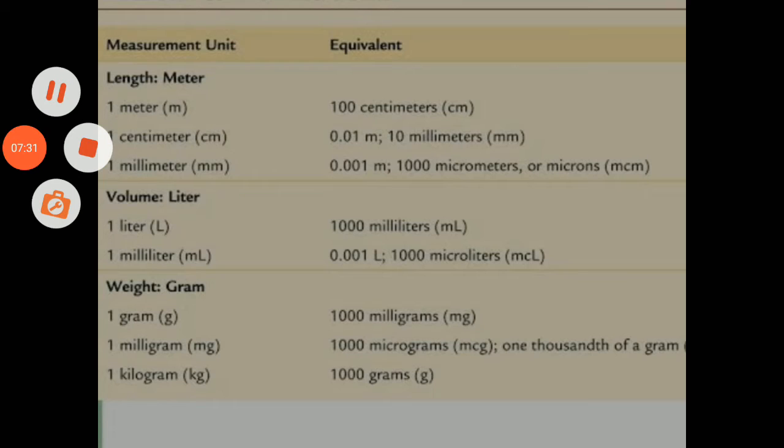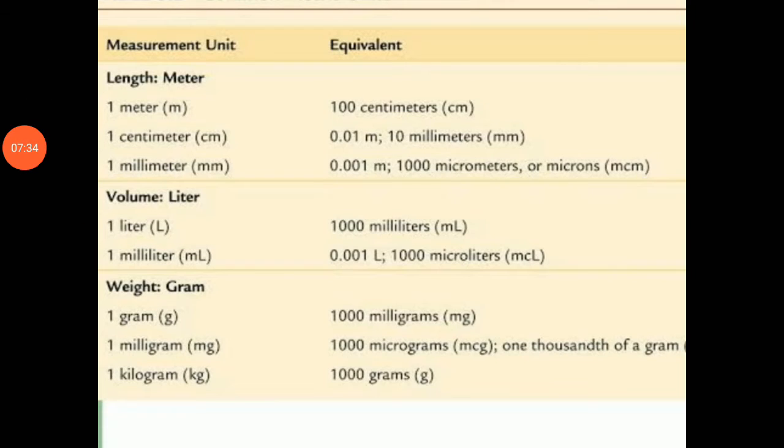Next, if we discuss the measurable units, like discussed in the previous slide, 1 meter is equivalent to 100 centimeters, and 1 centimeter is equivalent to 0.01 meter or 10 millimeters, and 1 millimeter is equivalent to 0.001 meter or 1000 micrometers or microns. And if we discuss volumes, volume is measured in liters.